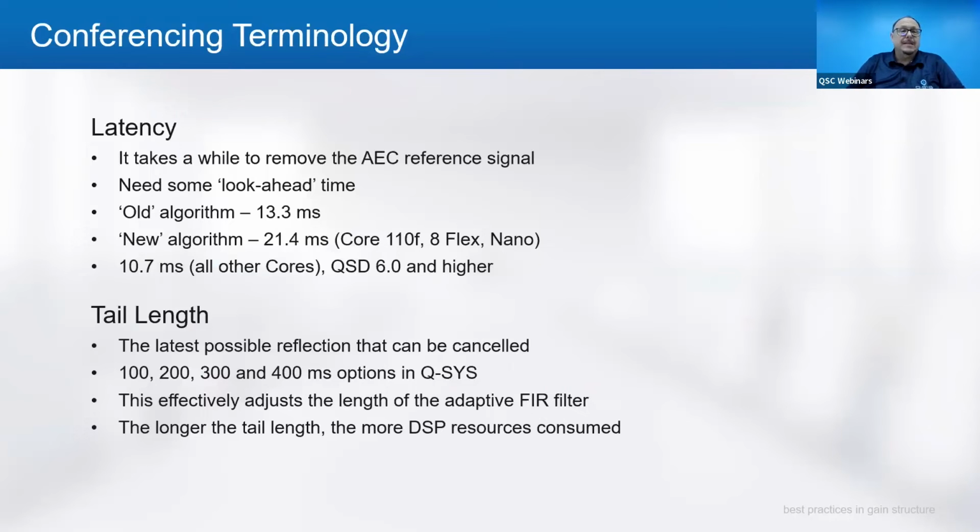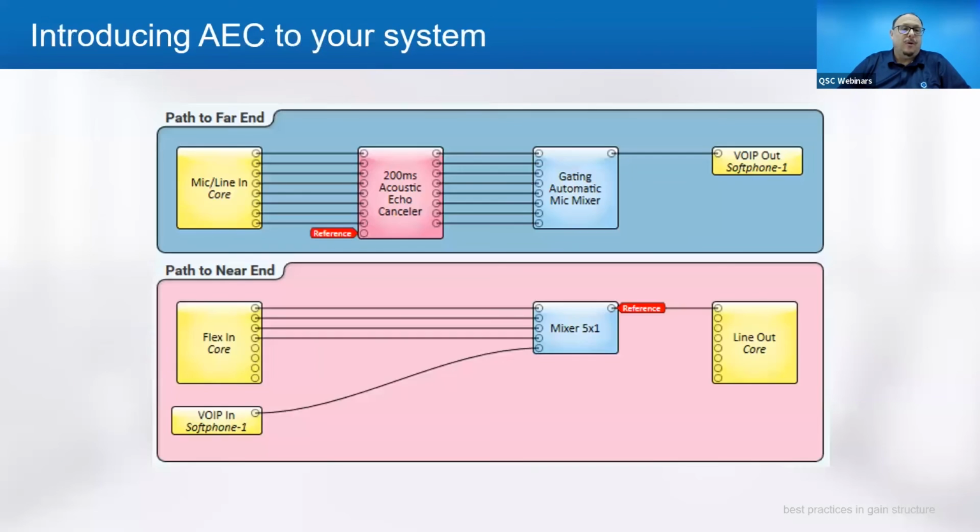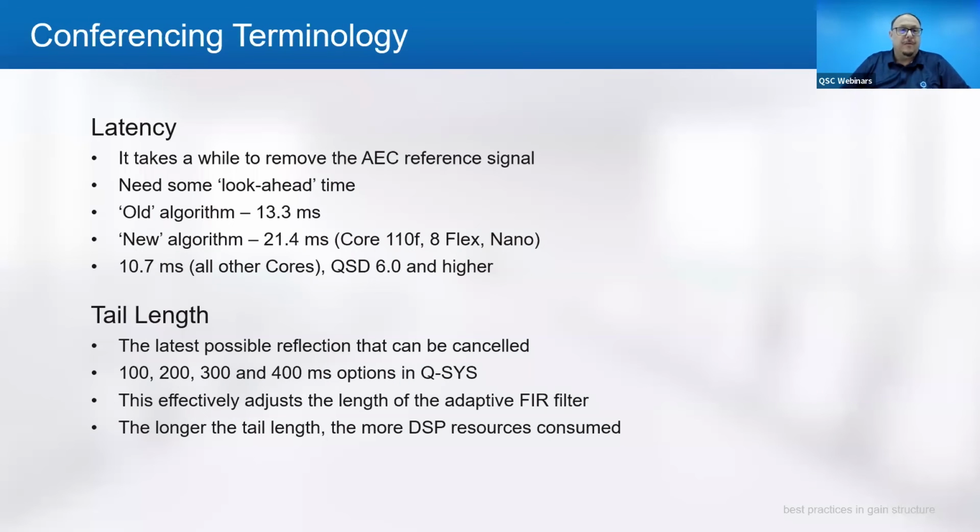We talk about latency when we talk about AEC and all of that. We have our old algorithm in here, but it's really not relevant anymore. But the AEC does need some look ahead time. So on the Core 110, the 8 Flex, the Nano, that is 21.4 milliseconds. All the other cores, I guess at this point, would be the 610 and whatnot, it's 10.7 milliseconds.